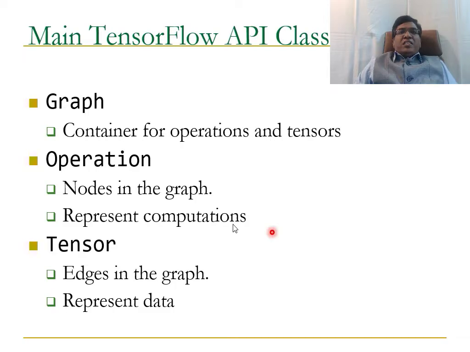TensorFlow API classes. Graph is a container for operations and tensors. Operations are the nodes in the graph. Operations represent computations. Tensors are the edges in the graph. Tensors represent data.